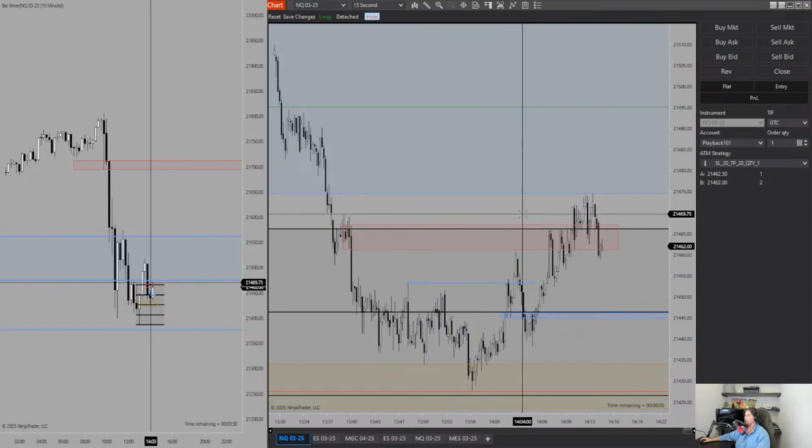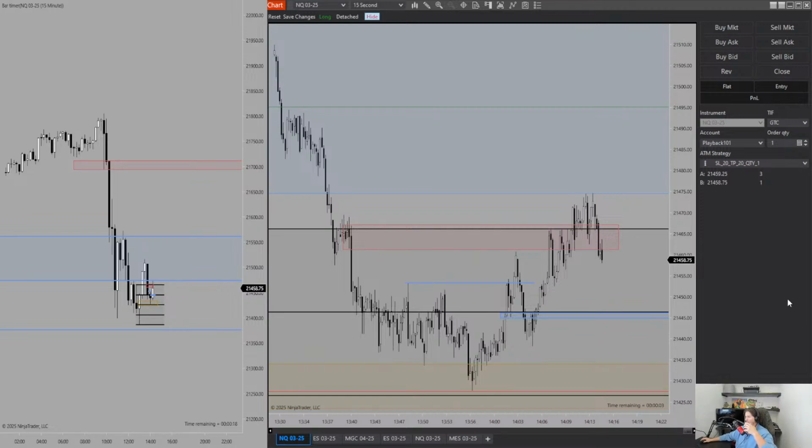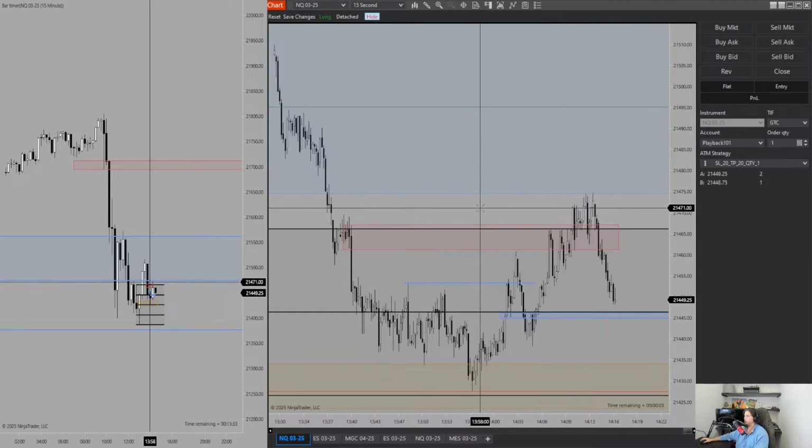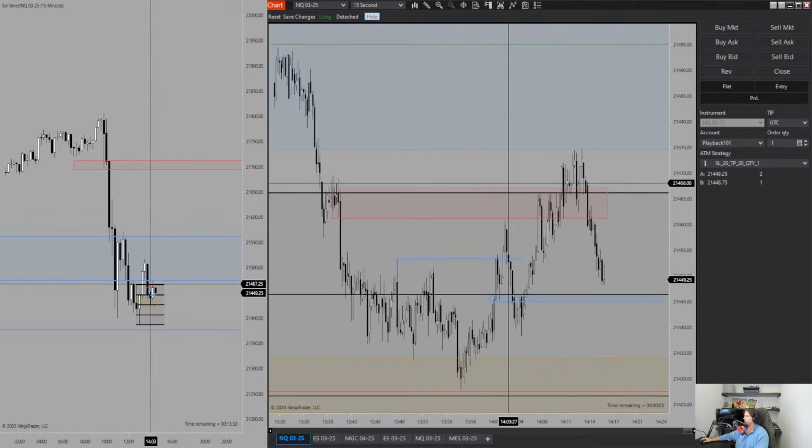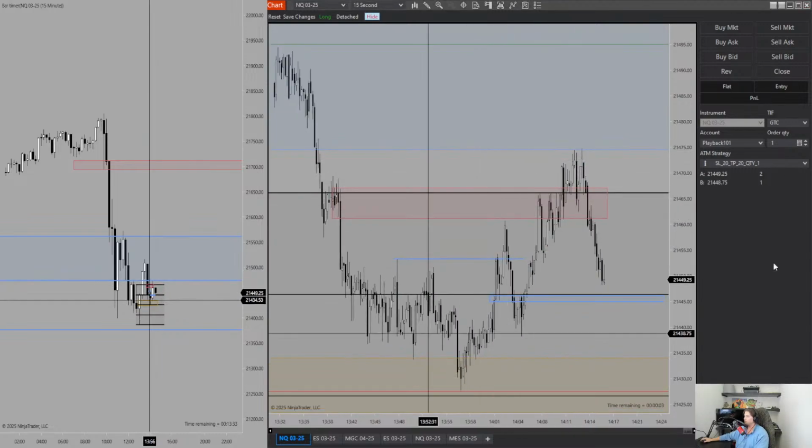All right, so there it came back and stopped us out. We'll see how this plays out a little bit, if it comes back up. Was that a good stop location? So it looks like that was a good stop location. So that's good. That's a good win in my book. Good risk management.